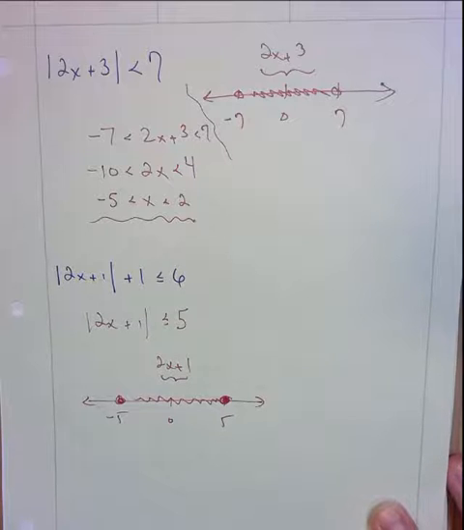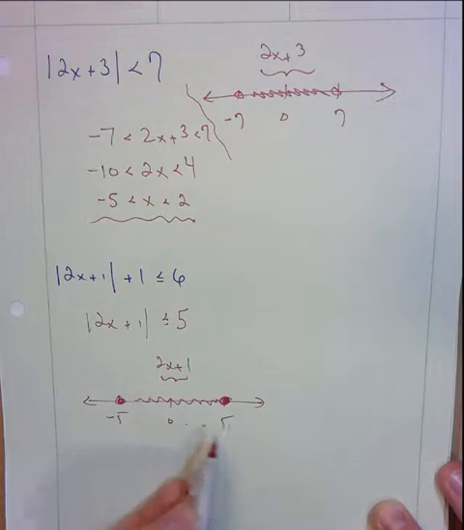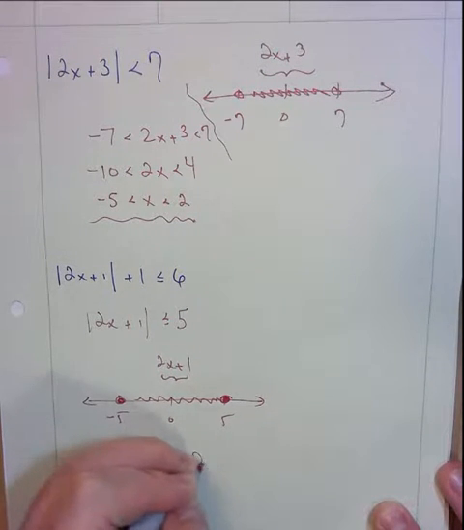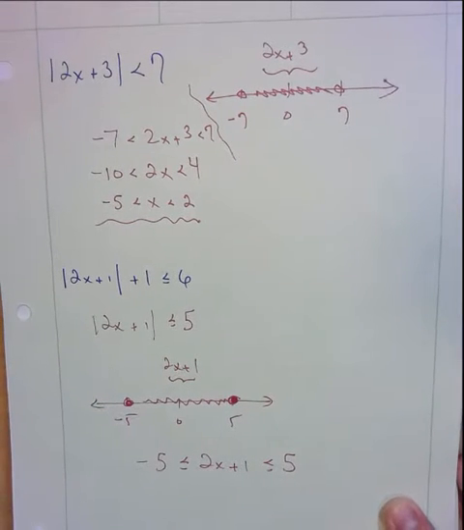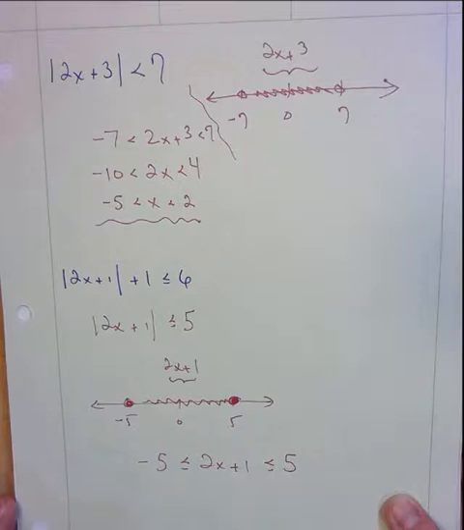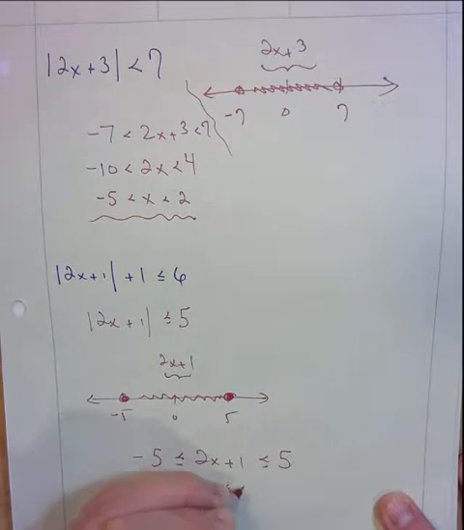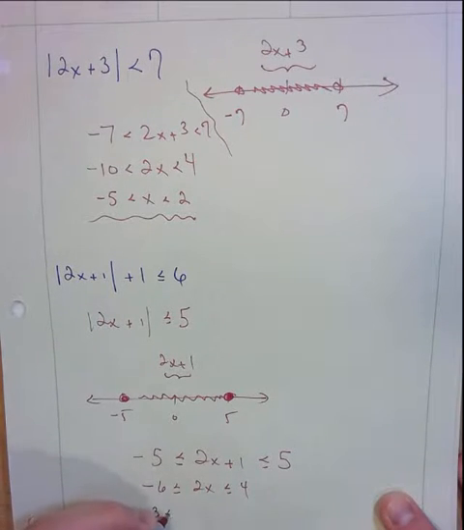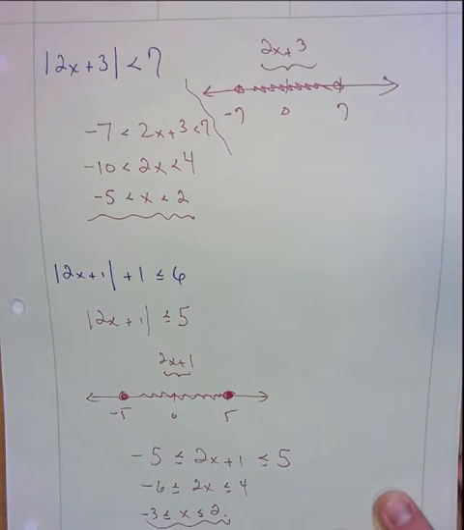And the algebraic way we describe that scenario, that 2x plus 1 needs to live between minus 5 and 5, is a compound inequality that looks like this. And then we can subtract 1 from everywhere, like so. And then we can divide by 2. And this is now the solution set to the inequality with the absolute value expression.